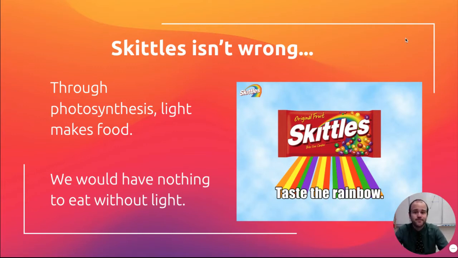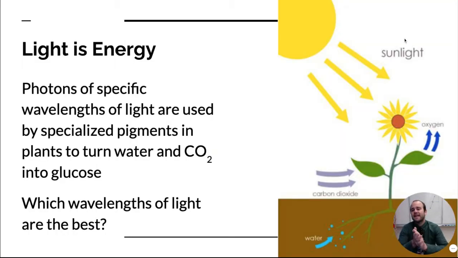and energy. So we know that light is a source of energy, and photons of specific wavelengths of light are going to be used by specialized pigments in plants. So those pigments are going to absorb that light energy. And using that light energy, they're going to turn water and carbon dioxide into glucose or sugar.